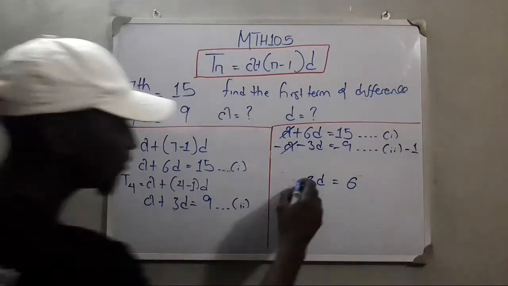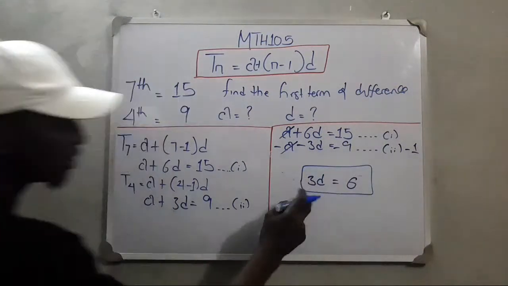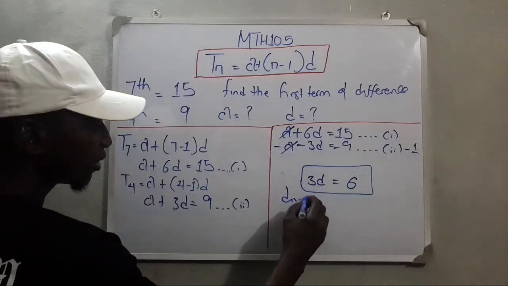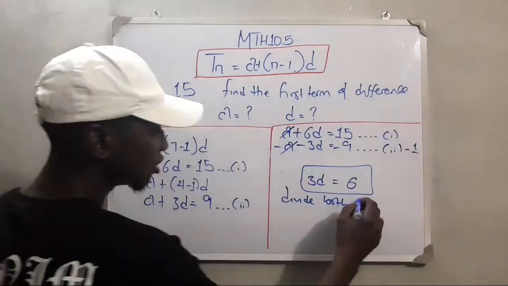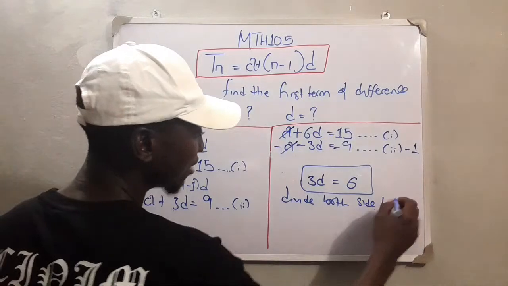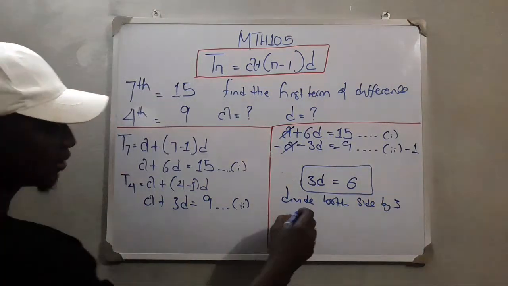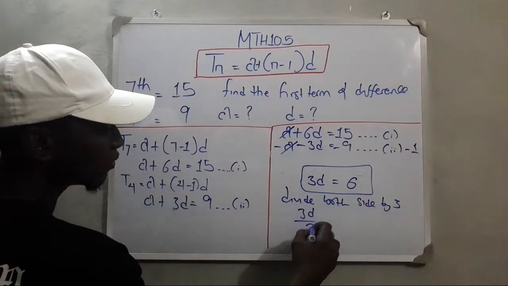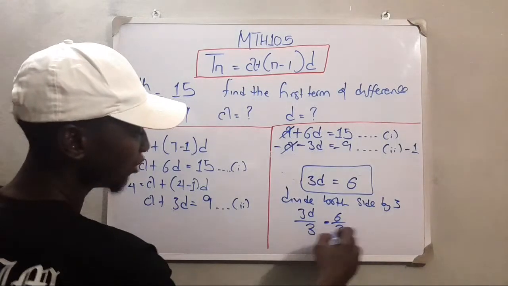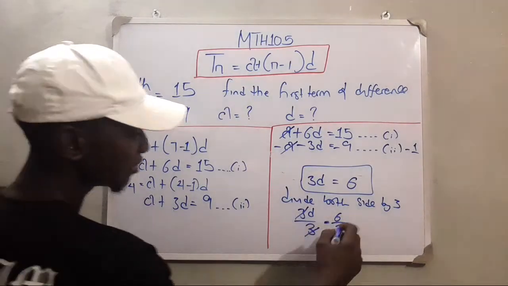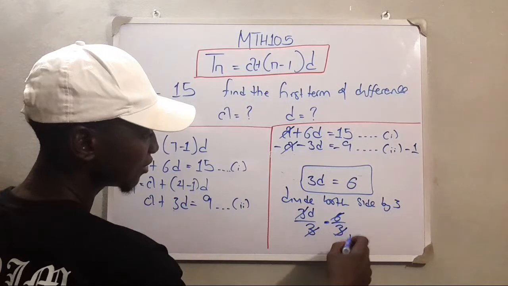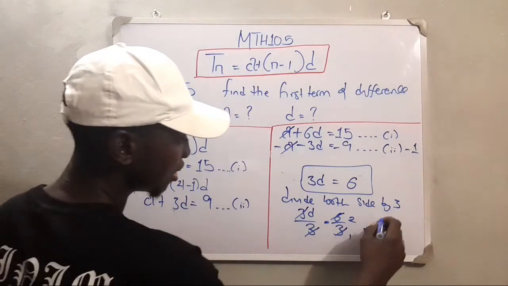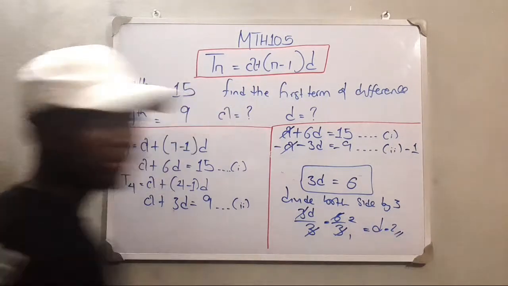So this is what we have left. And we divide both sides by 3. So we have 3D over 3 equals 6 over 3. We have this cancel this, we have this cancel this. This gives us 2. Then our D equals 2.